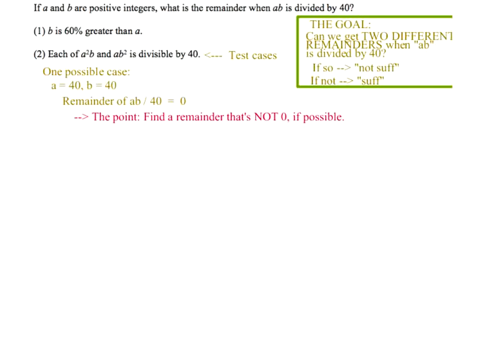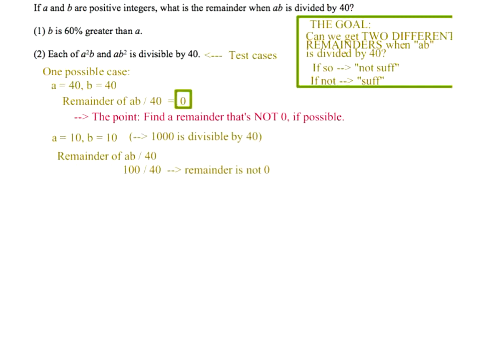Well, if we think about this, we need the squares to be divisible by 40, at least one of the squares times the other number. So you may have to play around with numbers for a little while trying to get this to work, but if A and B are both 10, then both of those numbers are 1,000. So that works, right? 1,000 is divisible by 40. So that does satisfy the statement. But then the remainder of AB divided by 40, AB is 100 in this case, so that's not 0. Remainder is 20, but the real point is that the remainder is not 0. So we got a remainder of 0, and we got a remainder of not 0.